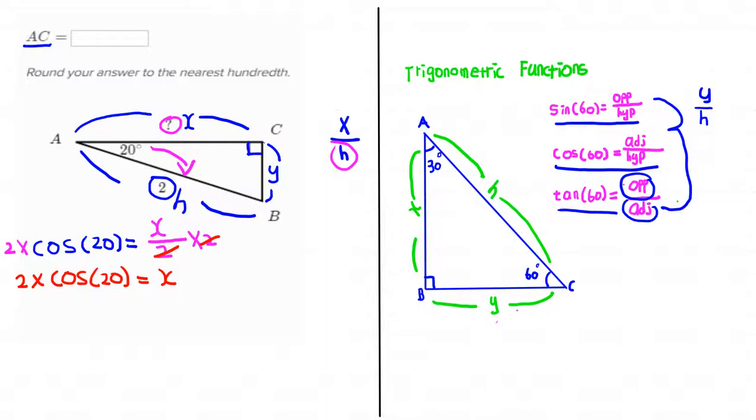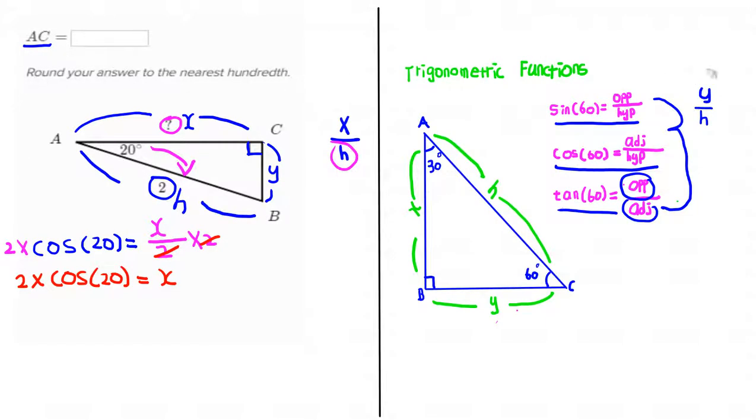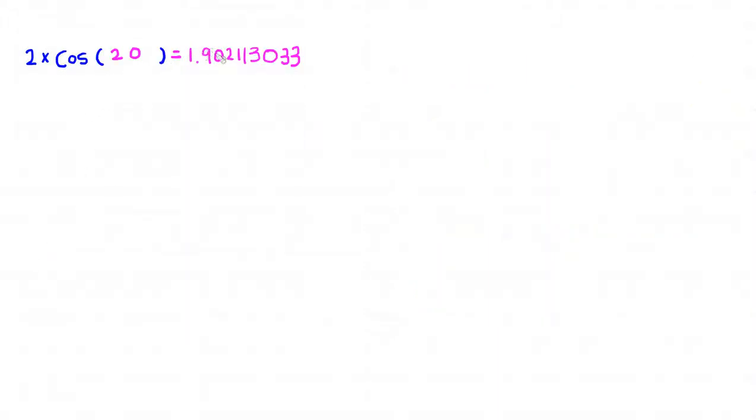And I already calculated 2 times cosine of 20, and it is 1.902113033. And if you look at the question carefully, it says round your answer to the nearest hundredth place. So that means we need to round it to the nearest hundredth place. This hundredth place and this thousandth place, and it will give us 1.90 or just 1.9.